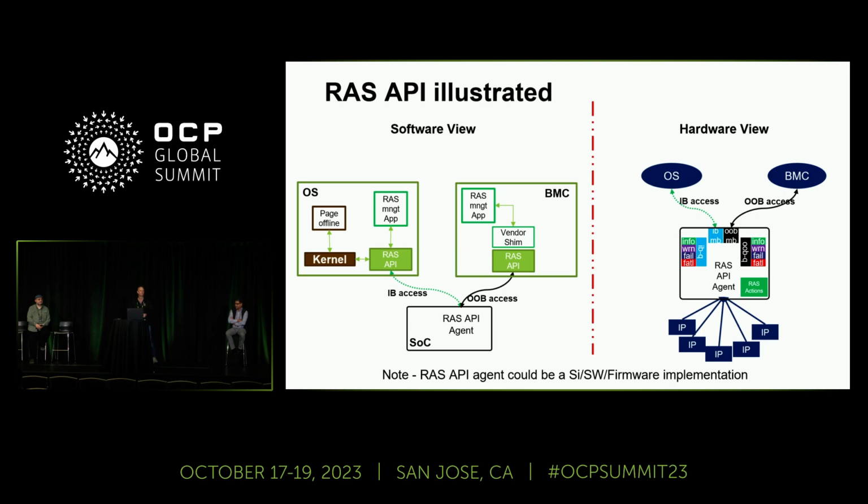Yeah, so one of my questions has already been answered. The other one is for the RAS API agent. You said it could be implemented in firmware or other places. Is there going to be any reliance on system management mode if it's implemented in firmware, and what are the impacts of that? Okay, yes. I just looked over and I said, can I answer that?